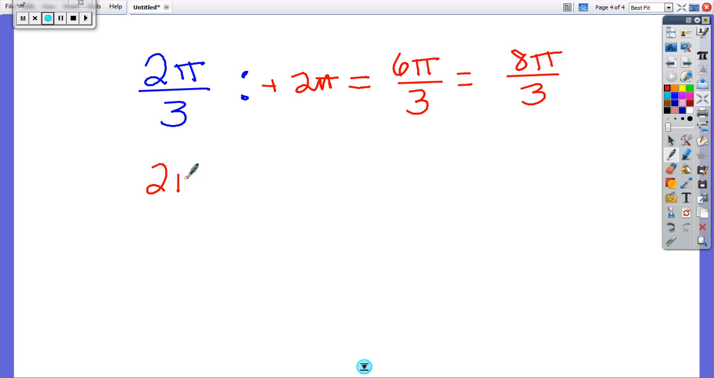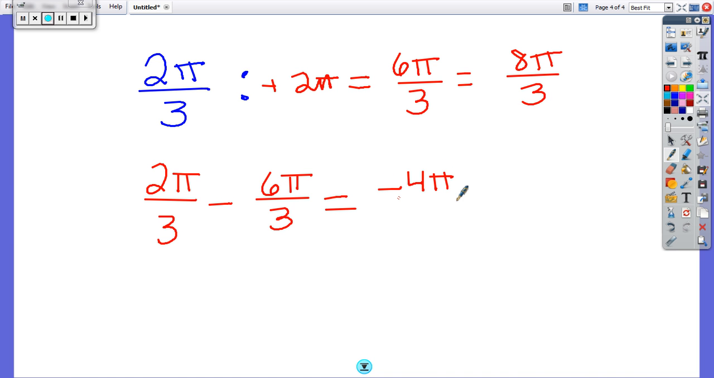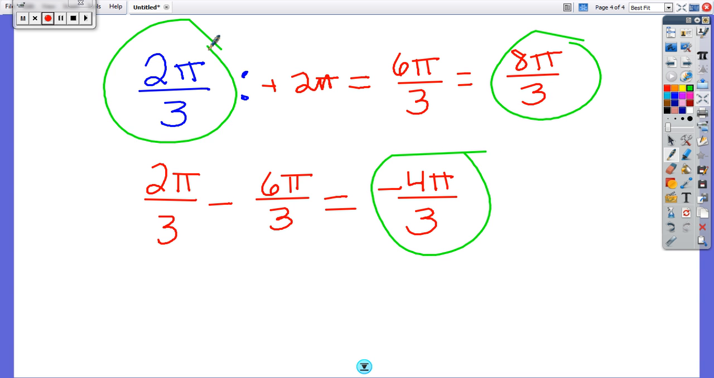I'm going to do the same thing this time, except this time I'm going to subtract 2 pi. And instead of writing 2 pi, again, I'm going to just write 6 pi over 3, since they really mean the same thing. And when I subtract 2 pi over 3 and subtract 6 pi over 3, I get negative 4 pi over 3. So that means that 8 pi over 3, negative 4 pi over 3, and 2 pi over 3 are coterminal angles.